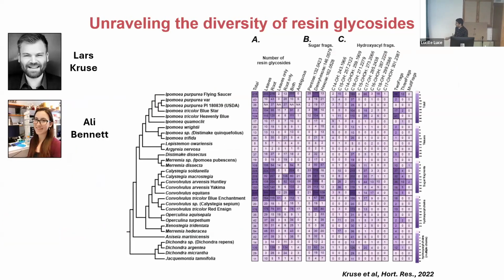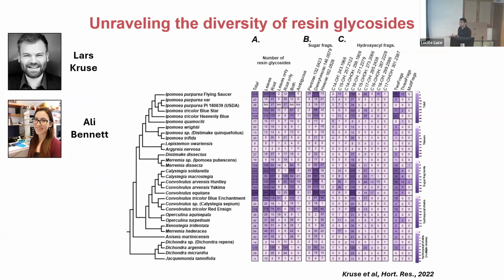In my lab, they were looking at 30 different species of the Convolvulaceae family. And you can ignore all of the structural details. We were able to extract a lot of features from the mass spec data. This first column is important. This shows how many resin glycosides were discovered in each species.